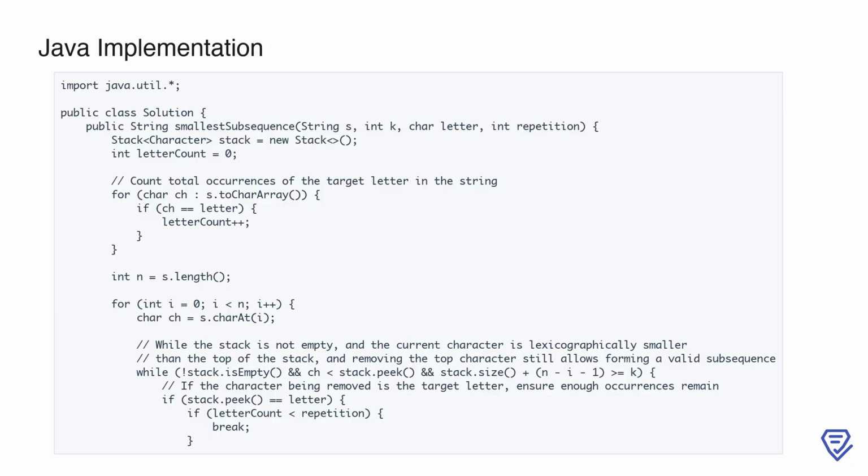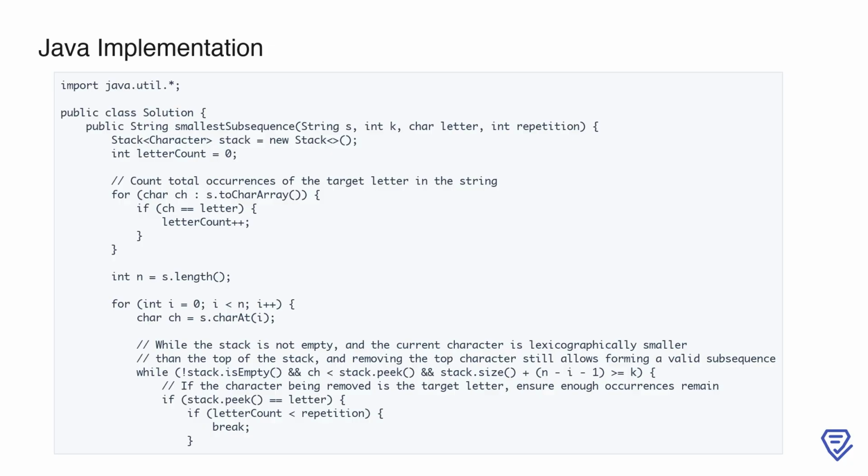Next, we prepare for the main iteration over the string, where we'll construct the subsequence. The variable n holds the length of the input string, which will help us manage indices efficiently. The for loop begins by iterating over each character in the string. For each character, we check conditions to decide whether it should be added to or removed from the stack. One important condition is ensuring lexicographical order.